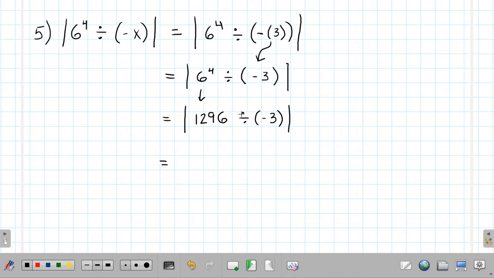The last operation that's inside the absolute value here is division. So we have to do 1,296 divided by negative 3. That gives us a negative 432.